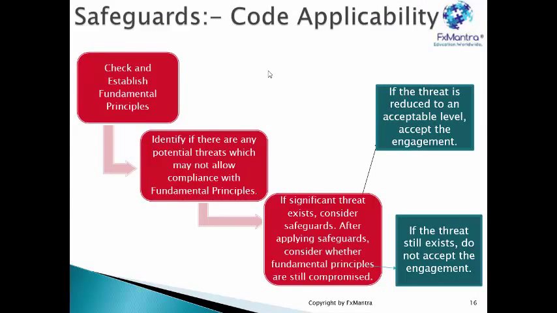So in summary, we can put the safeguards like this. First we should check and establish fundamental principles. Then we should see if there are any potential threats which may stop us from complying with the fundamental principles. Then we should try to apply safeguards. And then, after applying the safeguards, we should review again. If the threat is reduced to an acceptable level, then it's all right. We can continue the engagement. If the threat still exists, we should not accept the engagement and try to deny the engagement. This was about your safeguards.